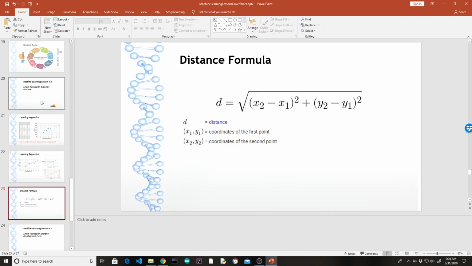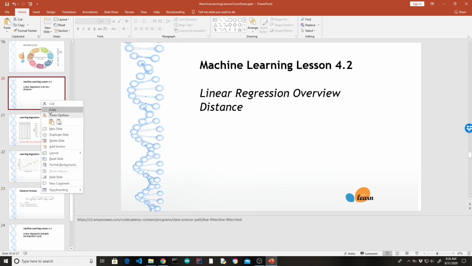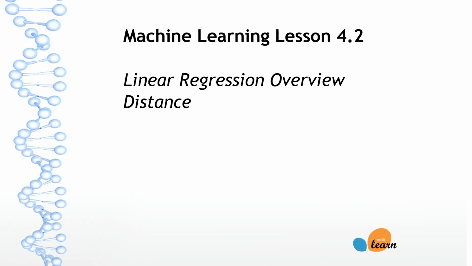Back to our first slide. All right, so in this lesson, we reviewed the concept of linear regression, which is just the line of best fit, and how the distance formula can be used to figure out that line of best fit by minimizing the distance between the existing points and our guess at the line of best fit.